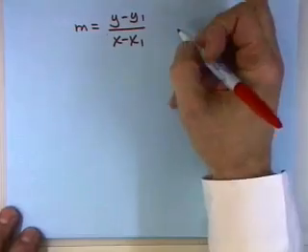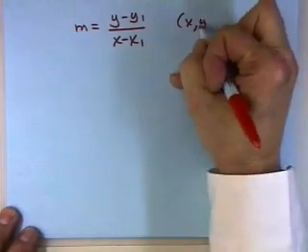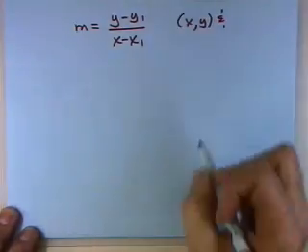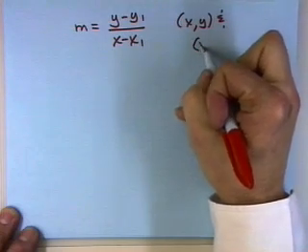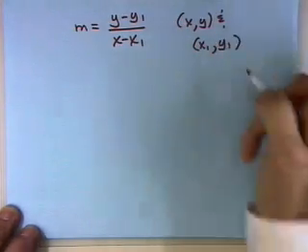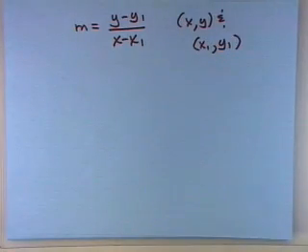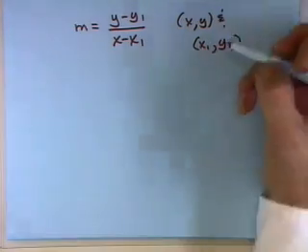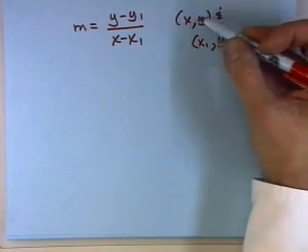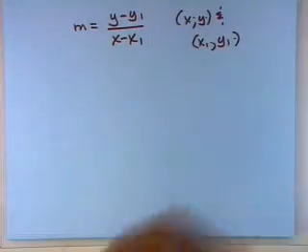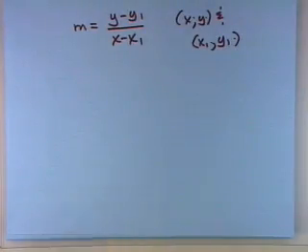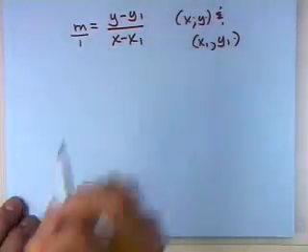So the 2 points here are some general point, x, y, and some specific point, x1, y1. So I want x, y to represent all the points on the line, and then x1, y1 to be a specific point on the line. y minus y1 over x minus x1, there's our slope. Everybody all right with that? m is the same as m over 1.